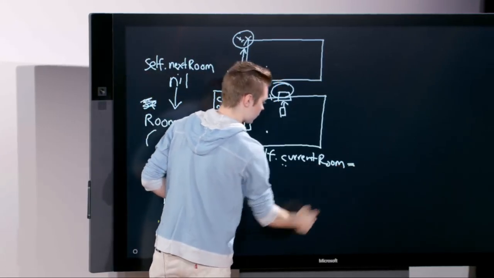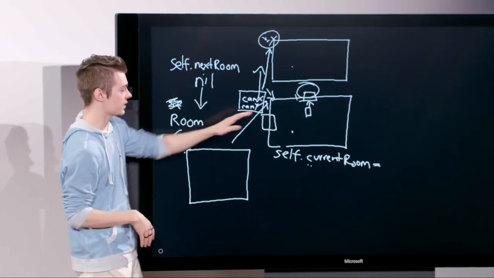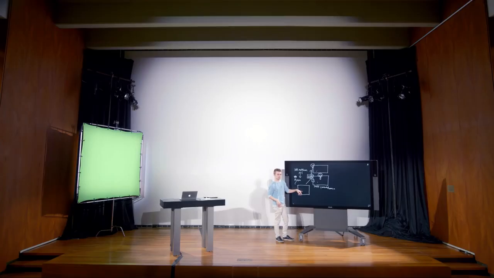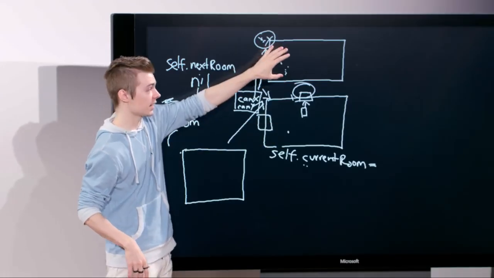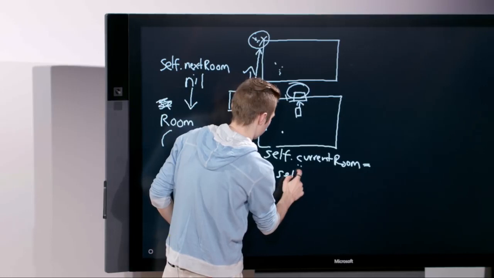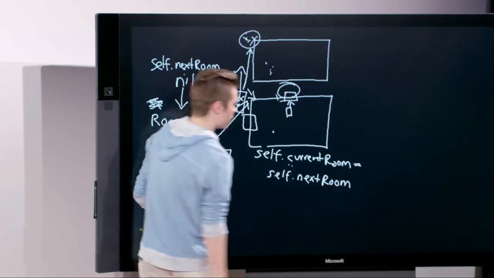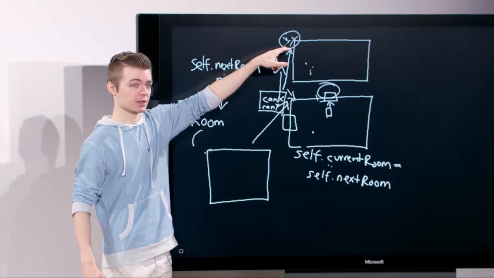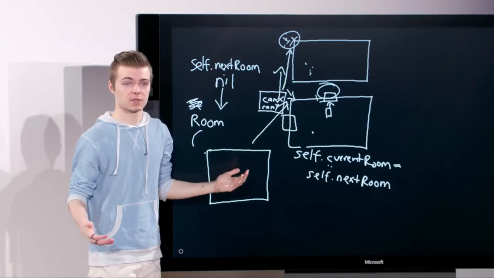By doing self.currentRoom equals, what do we need to do? Let's say I want to make this room the new current room. What do I need to do? So we have current room and we have next room. If I want the current room to become the next room, all I need to do is say self.currentRoom equals self.nextRoom, right? And then once that happens, what happens to the adjacent offset X and Y of the next room? They get set to 0, right?